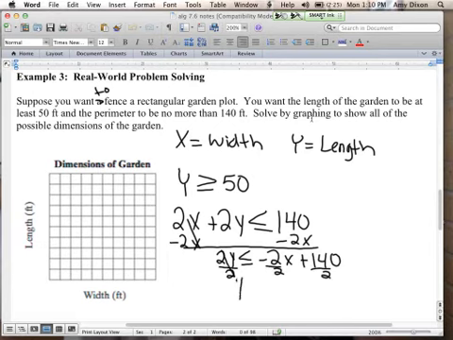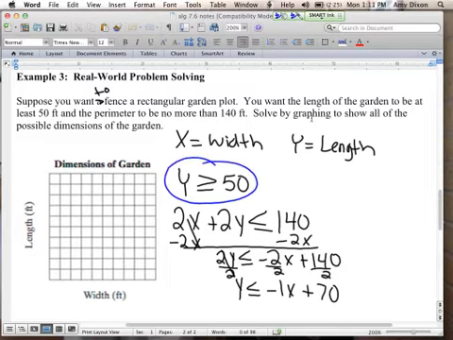And you end up with y is less than or equal to negative 2 over 2, negative 1x. 140 divided by 2 is plus 70. All right, so we have 2 inequalities. We have this one, I'm going to graph with blue. And then we have this one right here that I'm going to graph in red. We'll start with the blue one. Y is greater than or equal to 50.